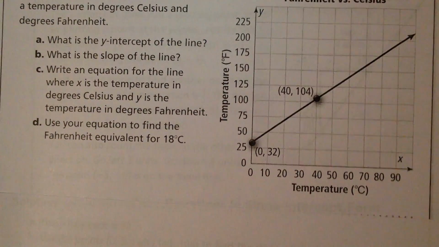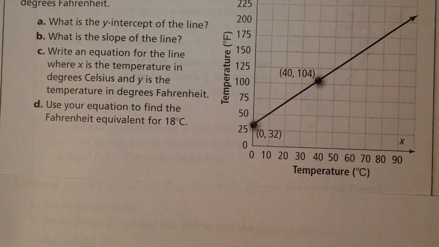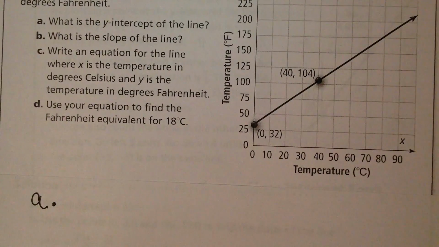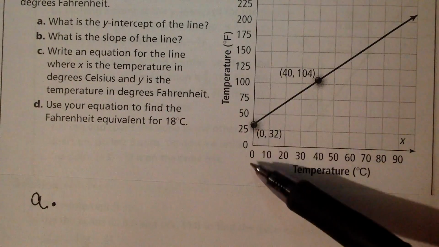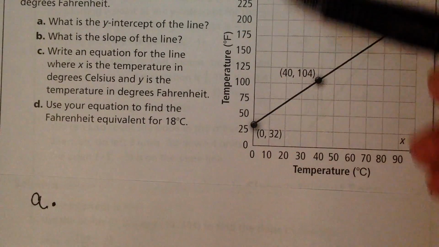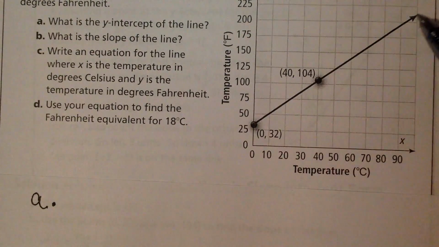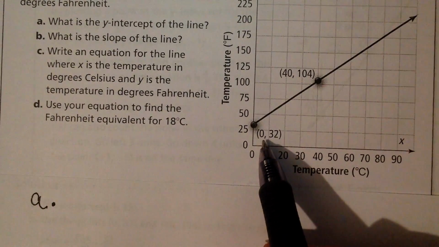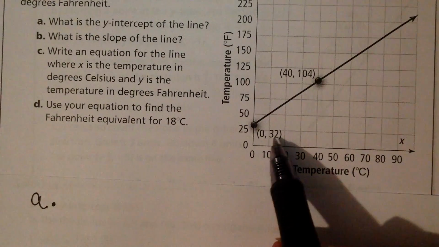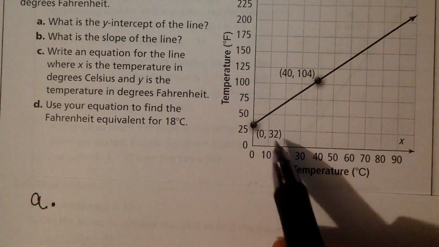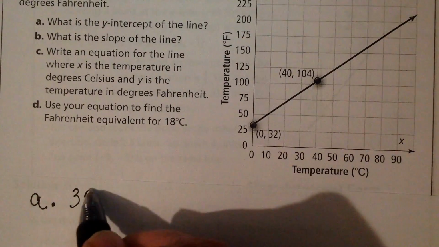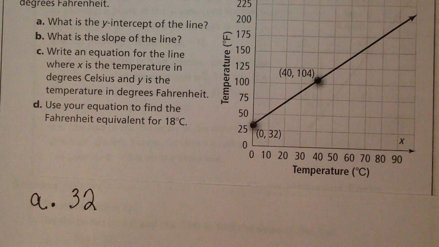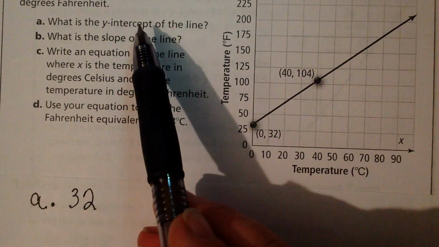A part says, what is the y-intercept of the line? Well, where does this graph touch the y-axis? Where does my line touch the y-axis? Well, it touches it at this point. You see the name of this point is (0, 32). So 32 would be your y-intercept, because it's asking where does the graph touch the y-axis when it's asking you for the y-intercept.